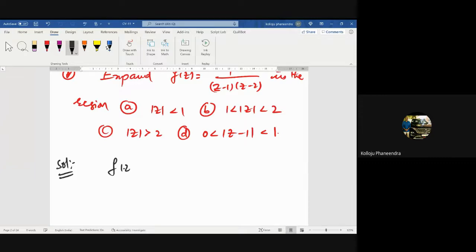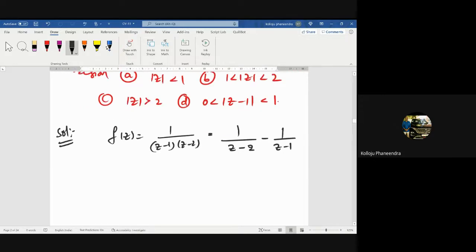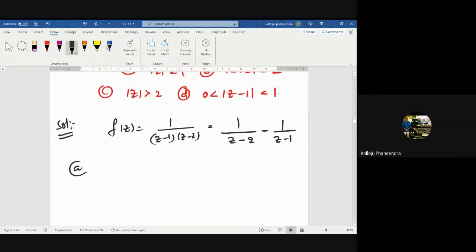First thing, f(z) equal to 1 by (z minus 1)(z minus 2). Find the partial fractions for this. It's compulsory. So 1 by (z minus 2) minus 1 by (z minus 1). Check it. Z minus 2 means minus z plus 2. This is correct, right? Partial fractions are over. First question: the region is mod z less than 1.